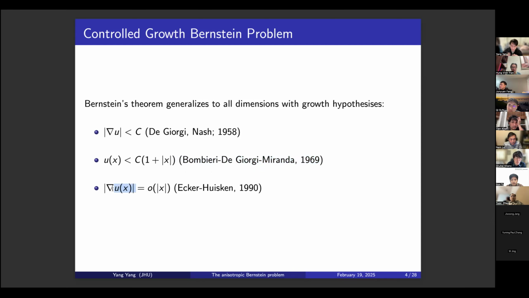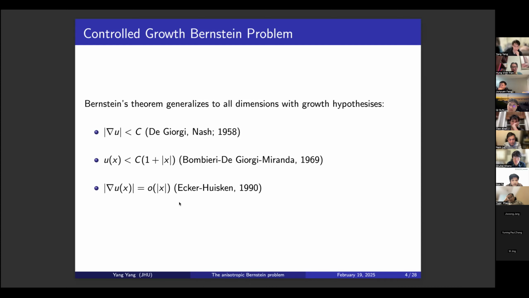The best result I know to date is that if you assume that the gradient of u grows slightly slower than linearly, then u has to be linear. This is the result of Ecker-Huisken from 1990. This result is basically sharp in the sense that if you look at the analog of Bombieri, De Giorgi, and Giusti's example in high dimensions, then the nonlinear global solution grows like big O of x to the power 1 plus 1 over the dimension. So when the dimension becomes higher and higher, this estimate gets better and better. So there's not much hope that one can improve this result very much.